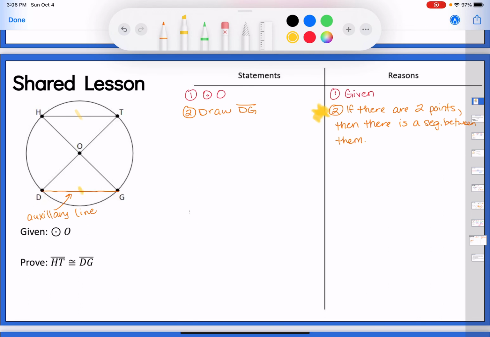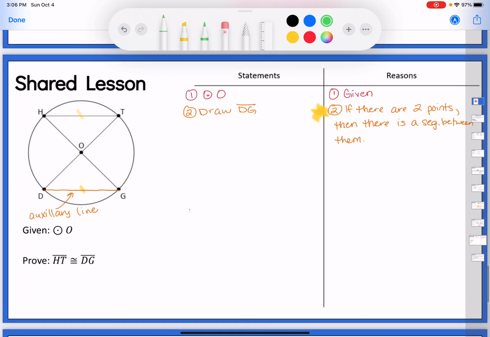Okay, so getting back to our proof here, we're trying to prove that segment HT is congruent to segment DG. Now, after we drew in that line, I'm hoping that 2 triangles are jumping out at you, and I'm hoping you can think about some of our previous theorems and maybe one of our new theorems that will help us prove those 2 triangles are congruent in order to use CPCTC. Why don't you pause your video and see if you can do it?